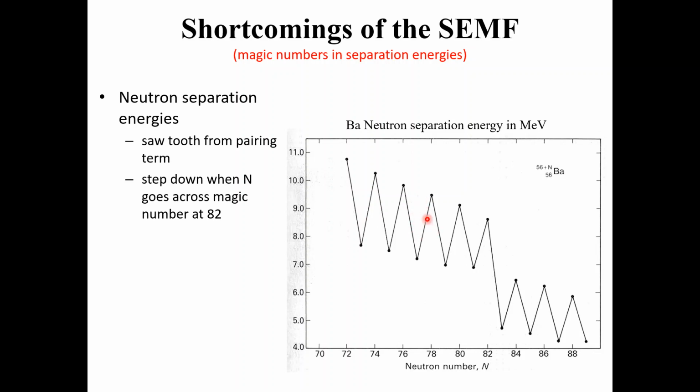we see a tooth-like structure from the pairing term. Whenever we have the pairing term, just like you can see in this particular diagram, we observe the tooth-like structure, and here you can see the magic number 82. Here you can see that we have a step down when a neutron goes across the magic number at 82. So again, this is something against the semi-empirical mass formula.